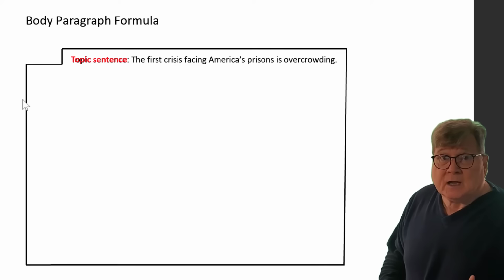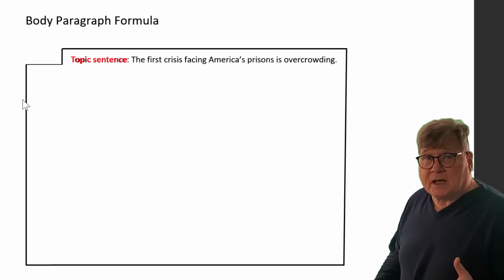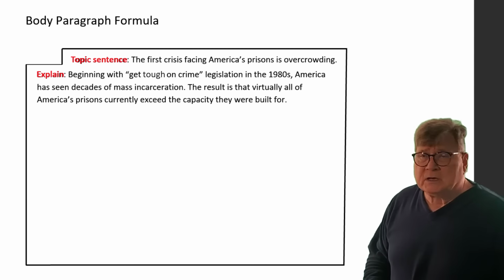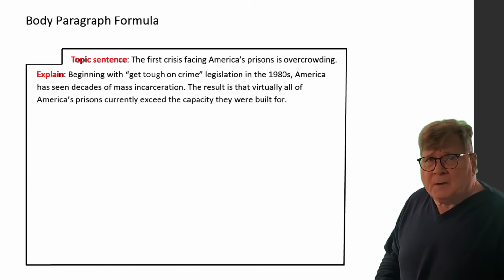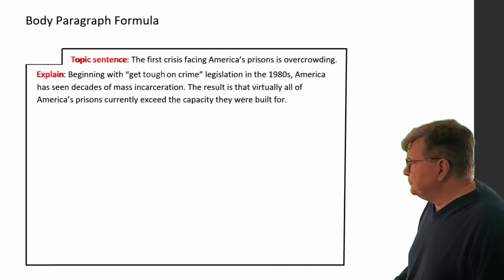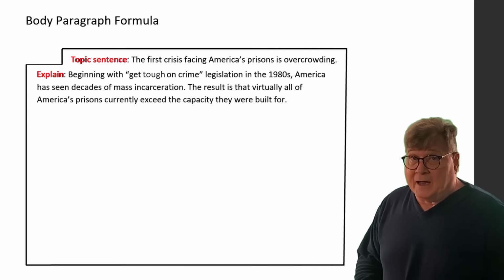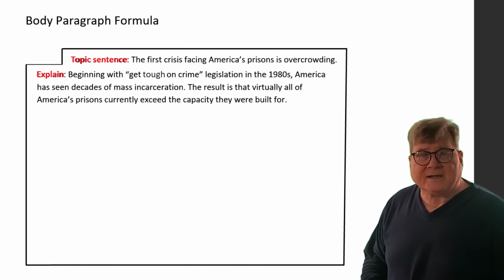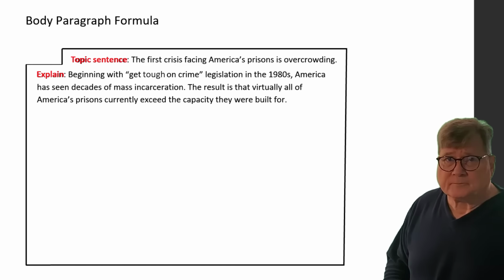For example, in this essay, we could say something like, beginning with the Get Tough on Crime legislation in the 1980s, America has seen decades of mass incarceration. The result is that virtually all of America's prisons currently exceed the capacity they were built for.